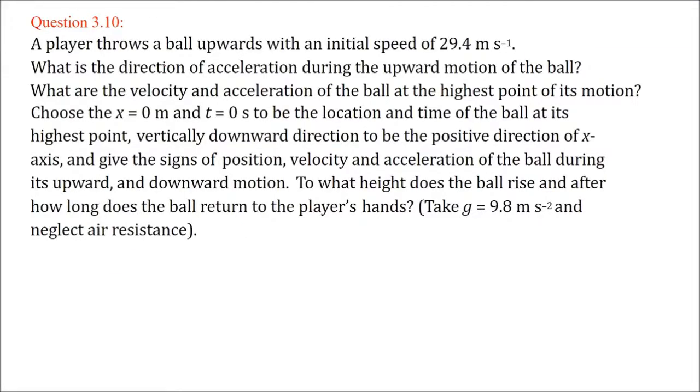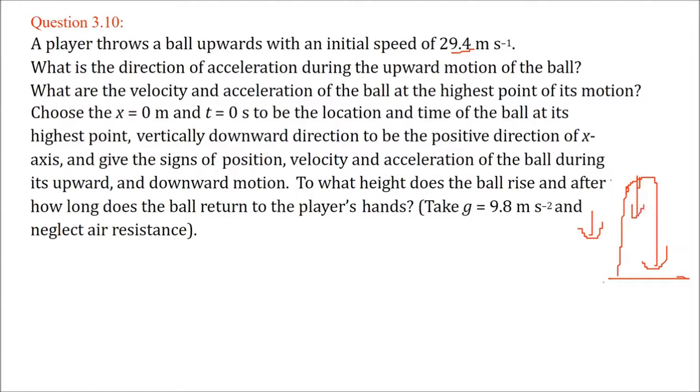A player throws a ball upward with the initial velocity 29.4, like this. What is the direction of acceleration during the upward motion of the ball? So gravity is like this, so it is in the opposite direction. What are the velocity and acceleration of the ball at the highest point of its motion? At the highest point it goes and it comes back. So here the velocity will be 0. It will take rest for a very short span, but the acceleration is always there.